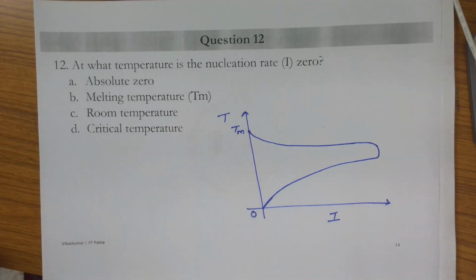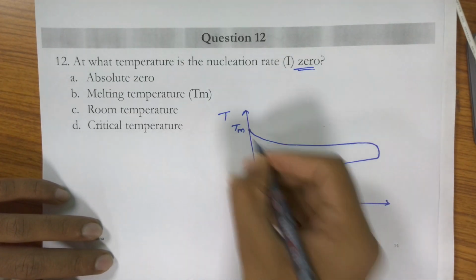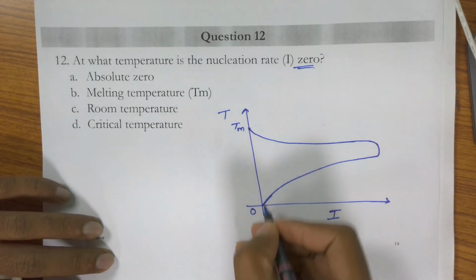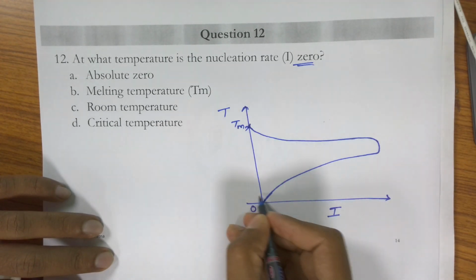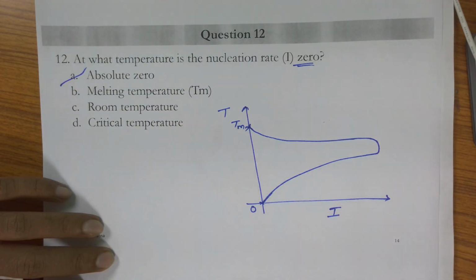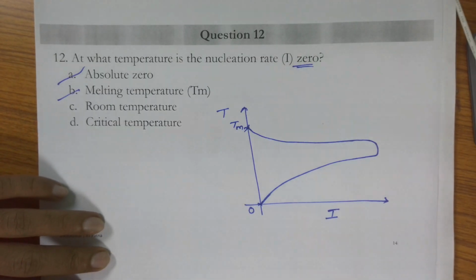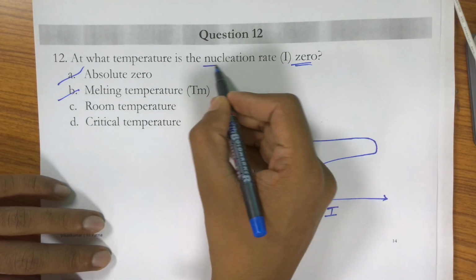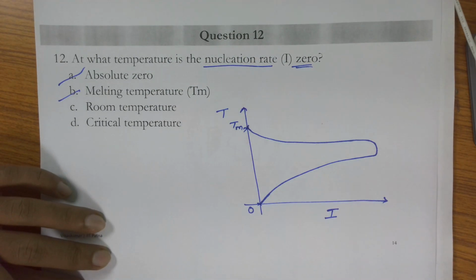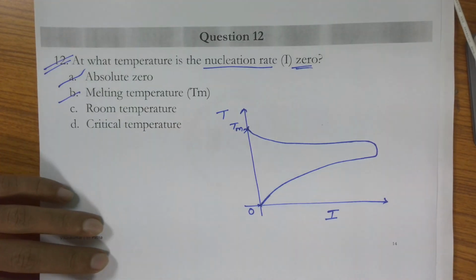So here two answers are correct. The nucleation rate is 0 at this particular temperature, when the temperature is very low, close to absolute 0, or when the temperature is high, close to the melting point. At these temperatures, the nucleation rates are 0. Okay, so with that, question number 12 we have solved. Let's move ahead to question number 13.